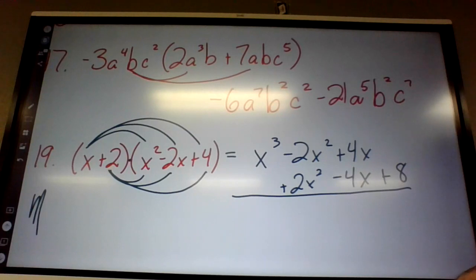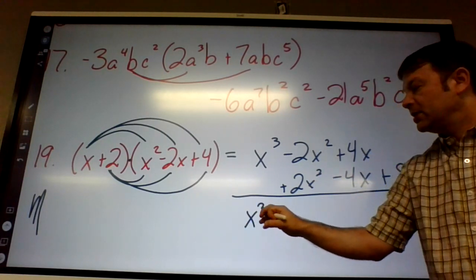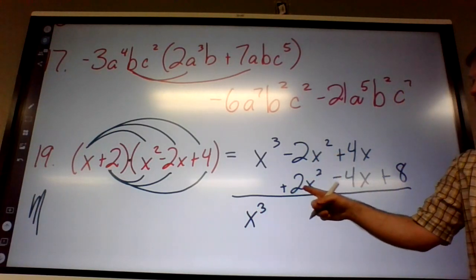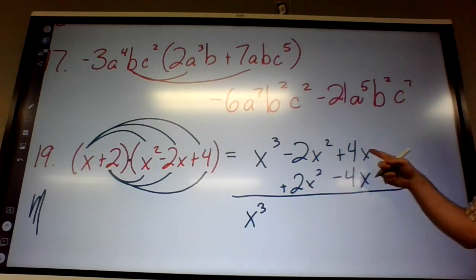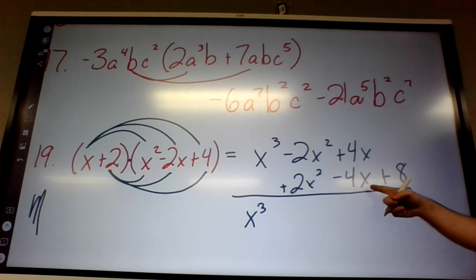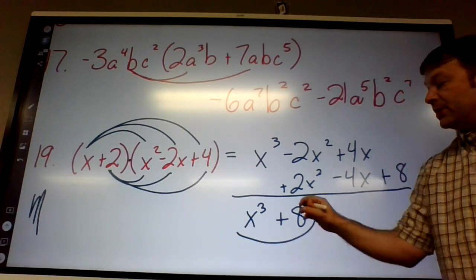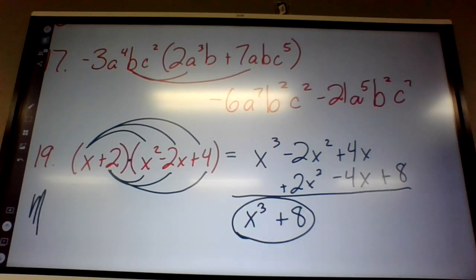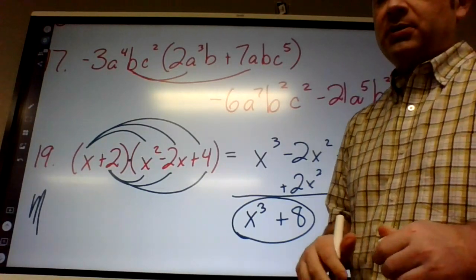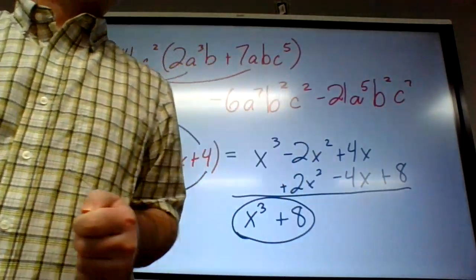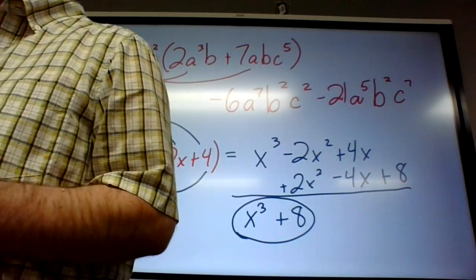So now add the like terms, and the way I stacked it, they're kind of lined up. Negative 2x squared plus 2x squared is 0, negative 4x plus 4x is 0, and then a plus 8. So that is all that remains. That's kind of the halfway point, so maybe we'll pause there.